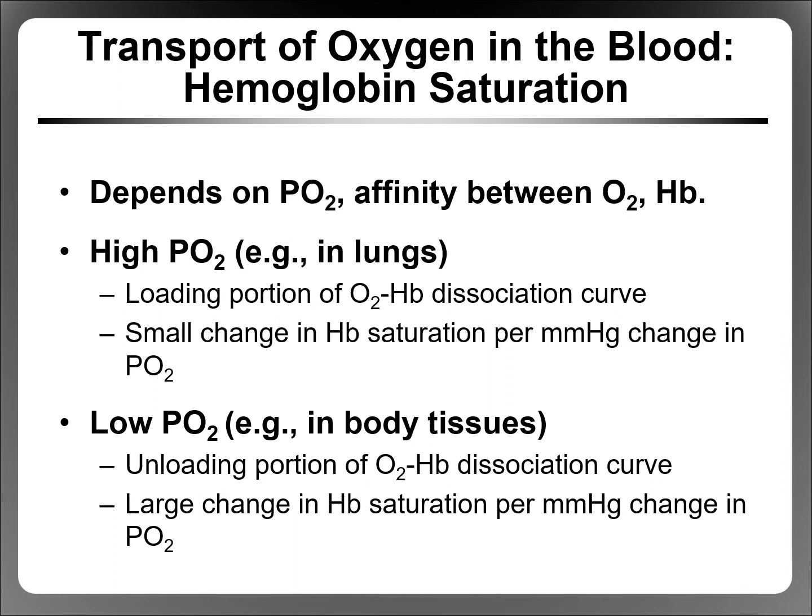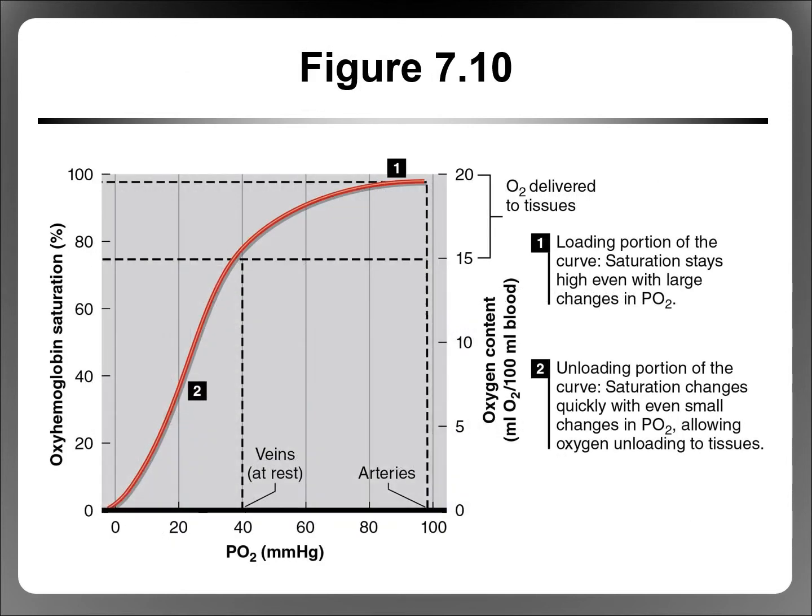When we get into low pressures of oxygen, such as what we're seeing in the body tissues, this is the unloading portion of the oxyhemoglobin dissociation curve. Then we are going to see large changes in hemoglobin saturation per millimeter of mercury change in the pressure of oxygen. So this is your oxyhemoglobin saturation curve.